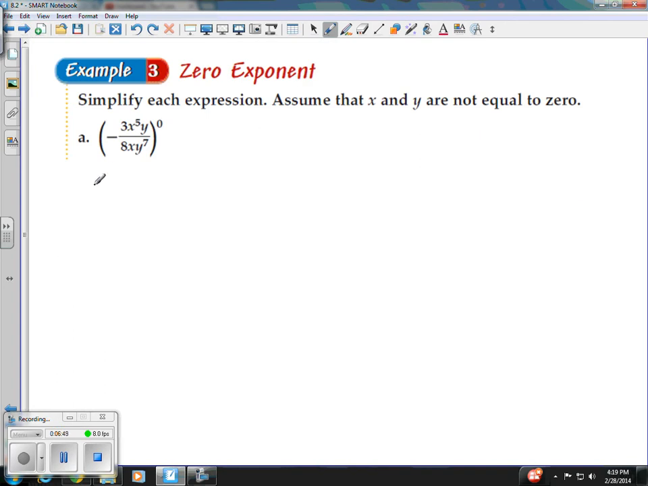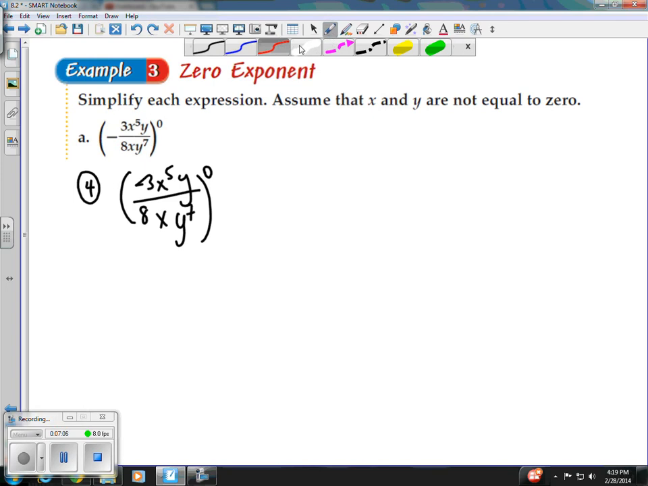So here's an example of our 0 power. So if I have negative 3x to the 5th y over 8xy to the 7th, all to the 0 power. If you remember, whenever we have a monomial being raised to a power on the outside, it gets distributed. So everything in here gets to go to the 0 power. And because everything inside this parenthesis goes to 0 power, everything in the whole parentheses reduces down to just 1.